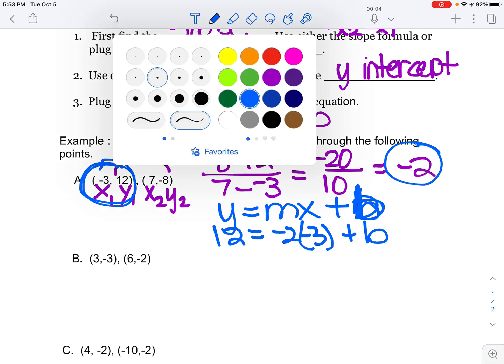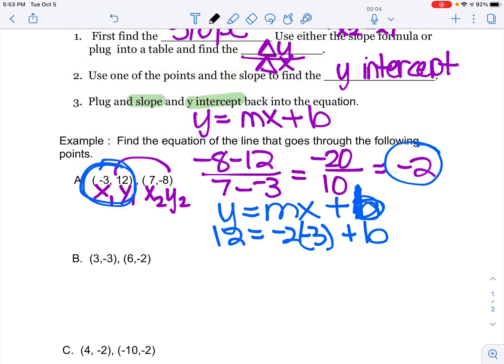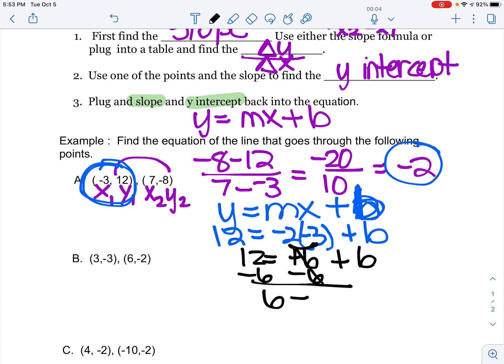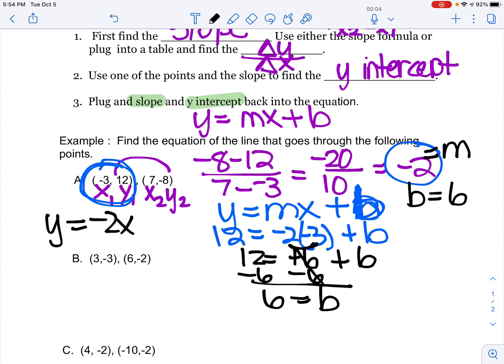So negative 2 times negative 3 makes positive 6, plus b equals 12, and I'm solving for b, so I'm going to subtract 6. 12 minus 6 is 6, so I get b equals 6. And I know that m is negative 2. So my equation is going to be y equals negative 2x plus 6.